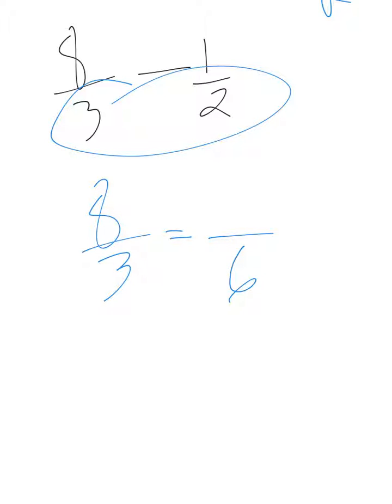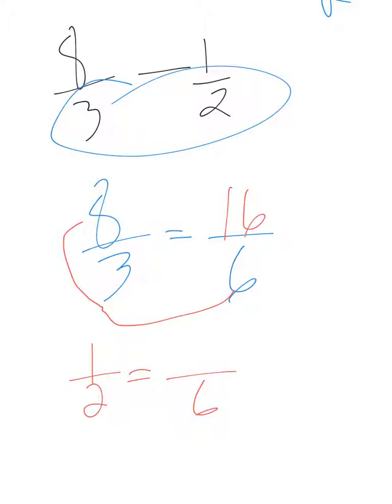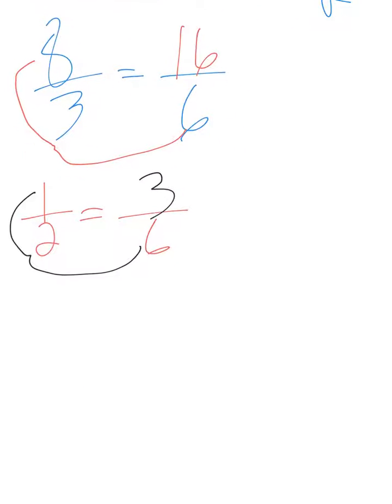All right? So here's how you do this. What's 6 divided by 3? 2. What's 2 times 8? 16. So that's how I turn that one into 16 over 6. The next thing I'm going to write is 1/2 equals something over 6. What's 6 divided by 2? 3. What's 3 times 1? 3. So 1/2 is 3 over 6. So instead of saying 8 over 3 minus 1/2, I'm going to say 16 over 6 minus 3 over 6.